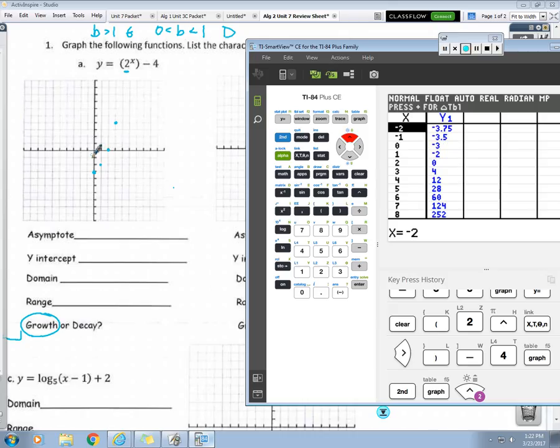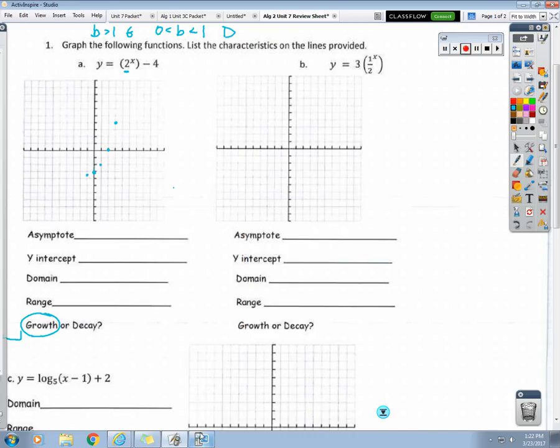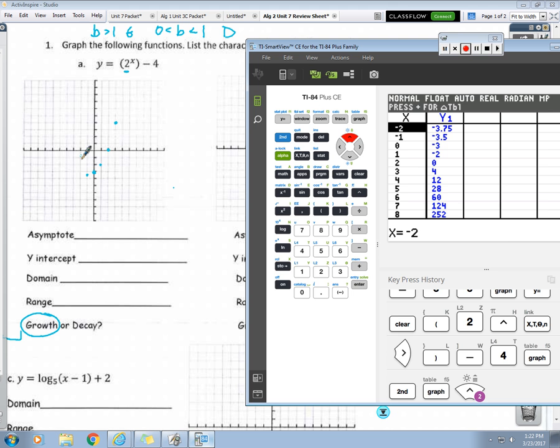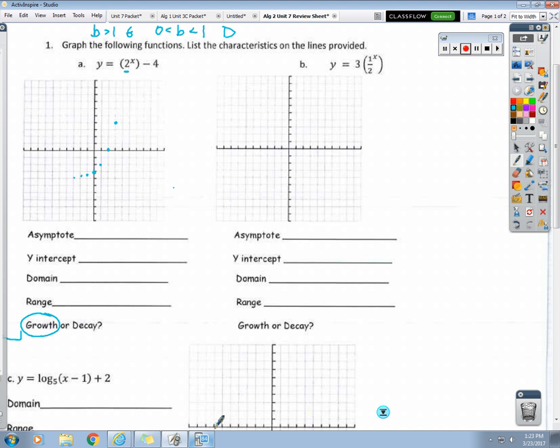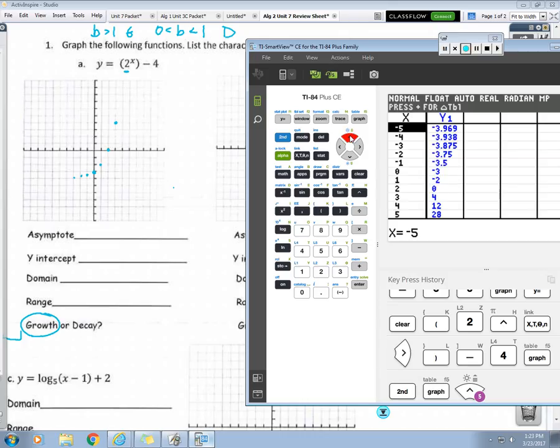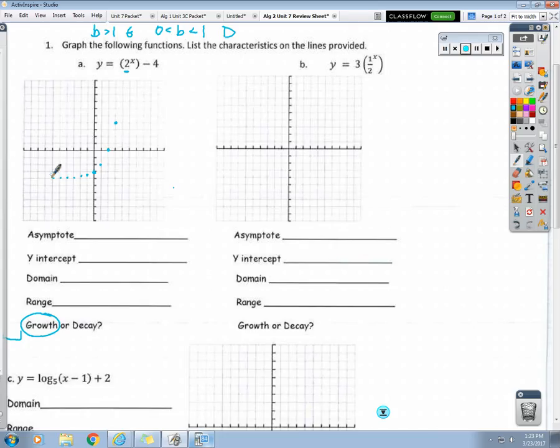Negative 1, negative 3.5. Negative 2, negative 3.75. Negative 3, negative 3.875. So the further you go to the left, what do you notice the y values are approaching? Negative 4. Look, the further I move to the left, negative 3, negative 4, negative 5, all the way to negative 8 and further, it's getting closer and closer to negative 4, correct? Until it seems like it hits it, but it really doesn't. Okay? So you will just draw points that look like they're right on the negative 4 line.